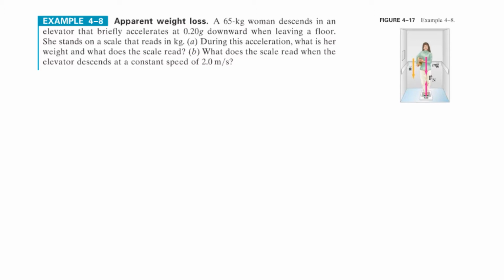Let's do a classic elevator problem. This one is called apparent weight loss, and that's what we're going to cover on this slide. We're going to cover apparent weight versus regular old weight. So a 65 kilogram woman descends in an elevator that briefly accelerates at 0.2 g, meaning 20% of gravity, meaning 1/5 of 9.8, downward when leaving a floor. She stands on a scale that reads in kilograms. During this acceleration, what is her weight? That's part 1. And what does the scale read? That's part 2. Before I do too much, let's do a free body diagram.